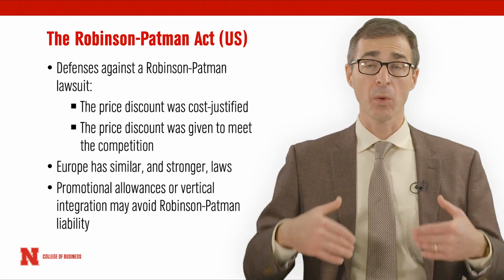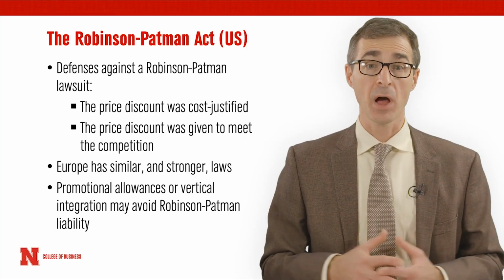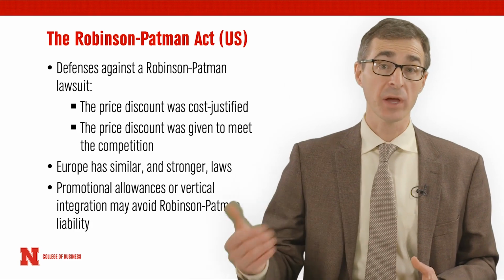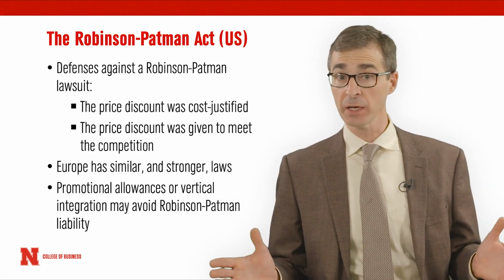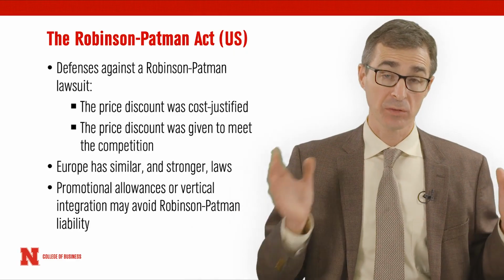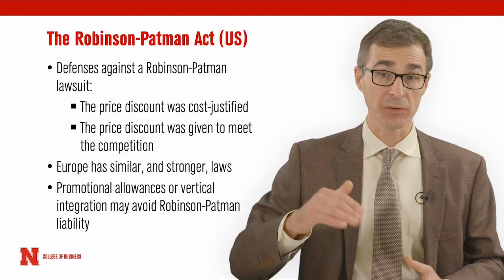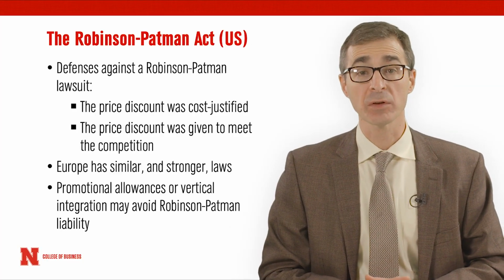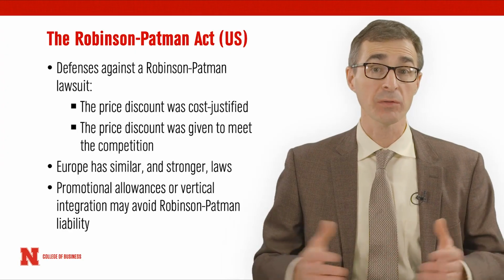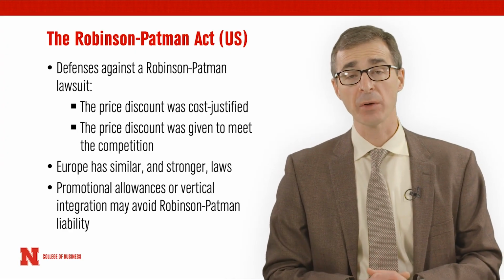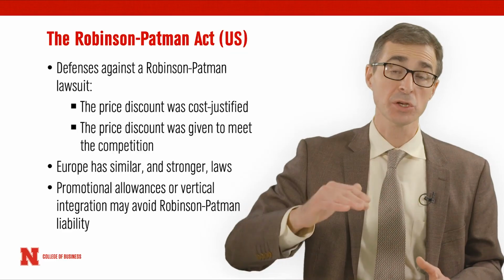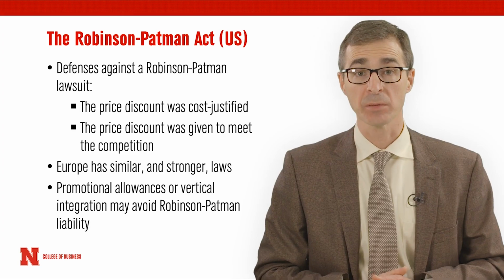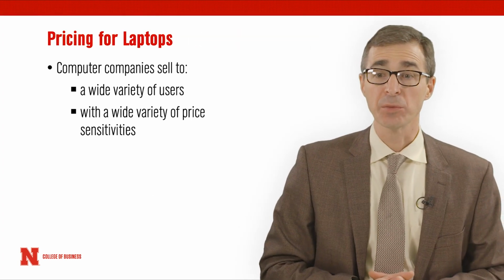Ways to either get around or conform to the requirements of the Robinson-Patman law, or to defend against a Robinson-Patman lawsuit, would be to argue that the price discount from a business to a business was cost justified. Certainly a cost-based pricing strategy can incorporate differences in cost and translate those into differences in prices. Or that the price discount was given to meet the competition. Europe has similar, although even stronger laws. And promotional allowances that are offered or vertical integration within a firm are two other ways to avoid liability under the Robinson-Patman law.